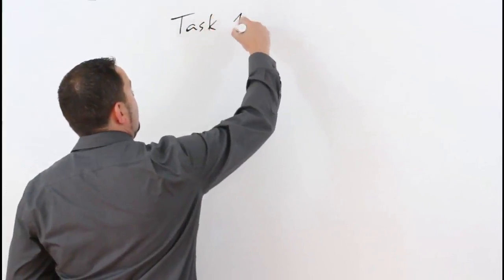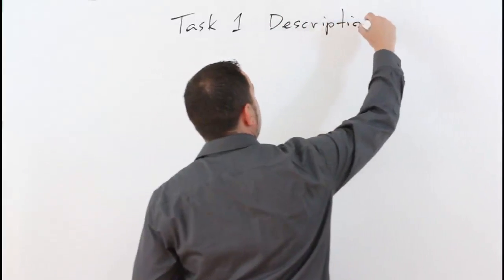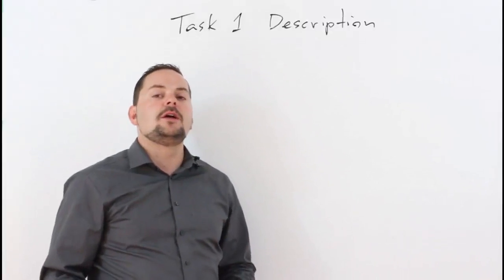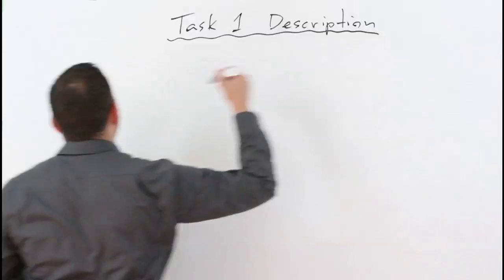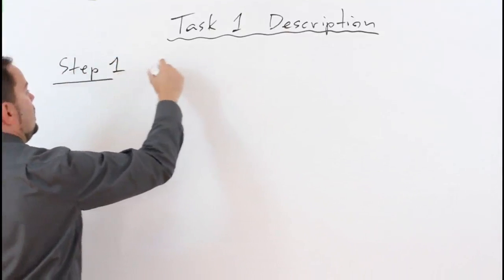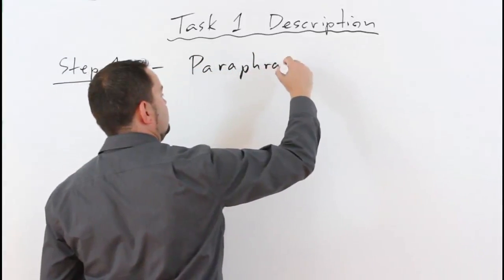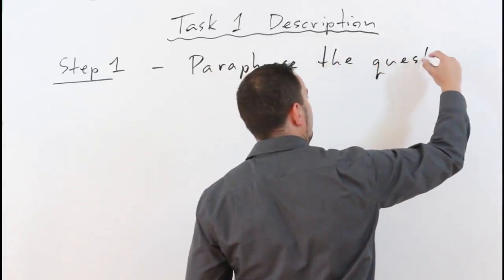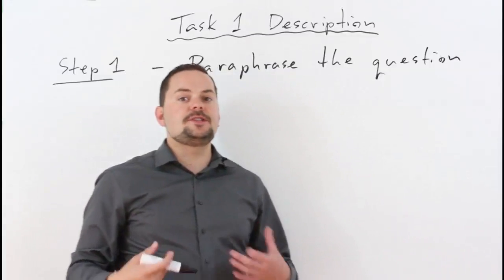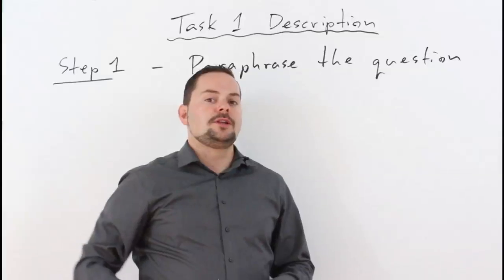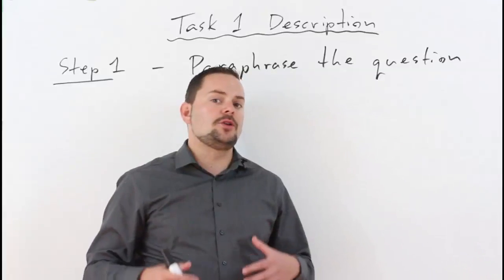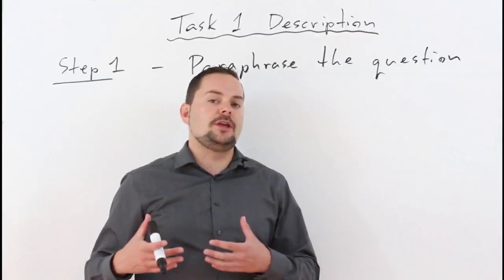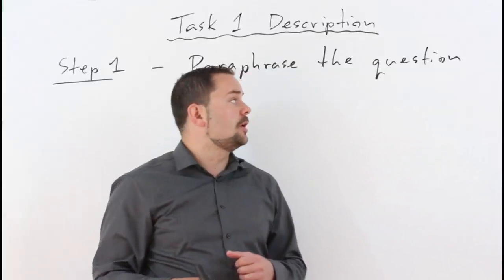Okay, so for Task 1 description, there are a couple of steps that you need to take before you begin to write anything into the exam paper. So the first step is to paraphrase the question. Again, this is very similar to what you do in Task 2. So take that 30 seconds or that 1 minute and paraphrase the question in your own words. In Task 1, you're going to use your paraphrase for the first part of the description. So you can start with that.